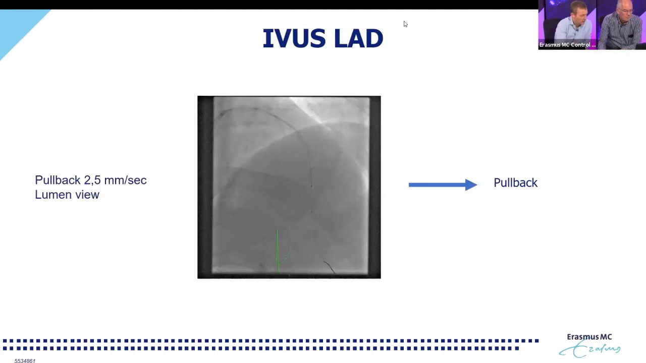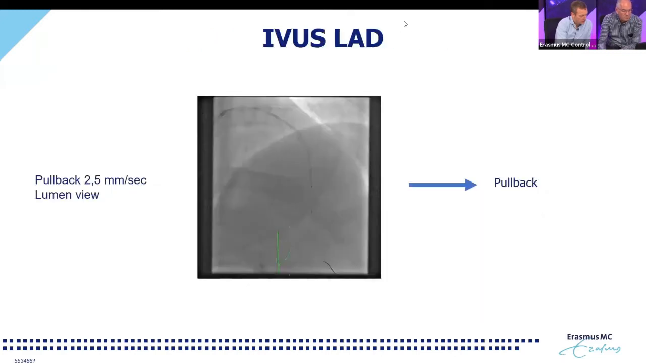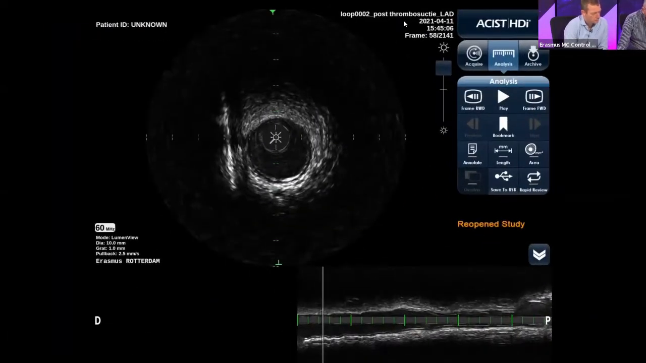Then the operator proceeded by doing another pullback, which we will show you now, which will show you the effect of the thrombectomy. And this is something that many of you probably will have never seen, to see what the thrombectomy actually does to the thrombus within the vessel, if it's so apparent as in this case. So if we go back to the IVUS. There it is. In the meantime, we loaded the other pullback.